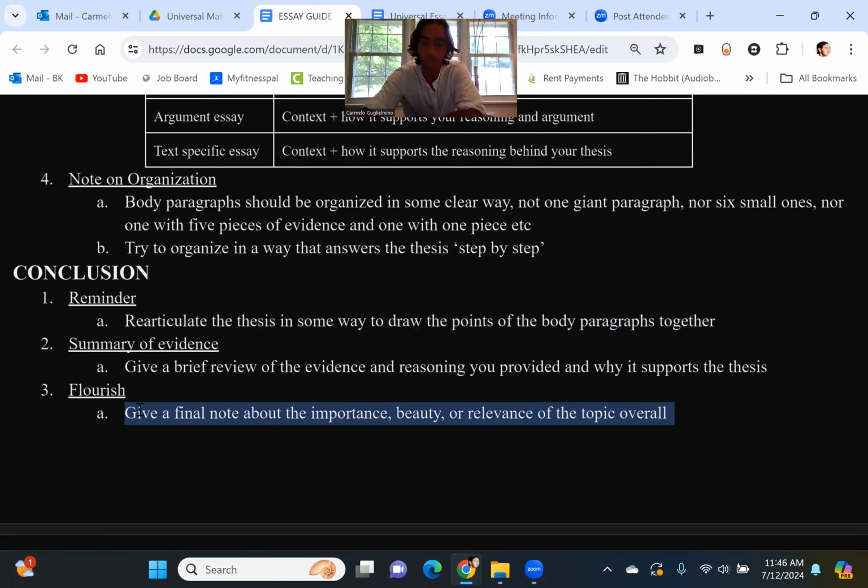Then finally, we want to give some kind of flourish, right? The reason I call it a flourish is because it's just a parting word. It's kind of like the wave goodbye. Like, okay, we are done. We have done what we're supposed to do. It's that mic drop. It's that bow at the end of your essay. Give a final note about the importance, the beauty, or the relevance of the topic overall, right?